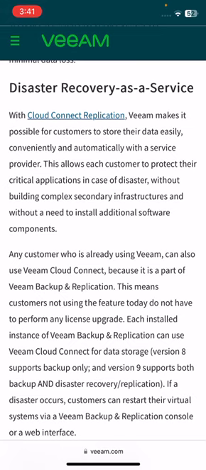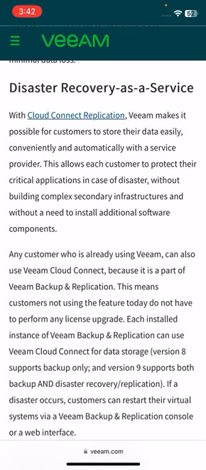With Cloud Connect replication, Veeam makes it possible for customers to store their data easily, conveniently, and automatically with a service provider. This allows each customer to protect their critical applications in case of disaster without building complex secondary infrastructures and without a need to install additional software components. Any customer who is already using Veeam can use Veeam Cloud Connect because it is a part of Veeam Backup and Replication.